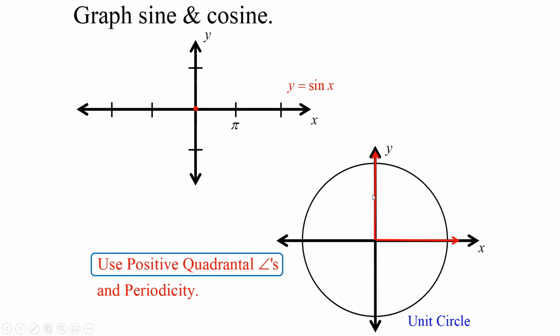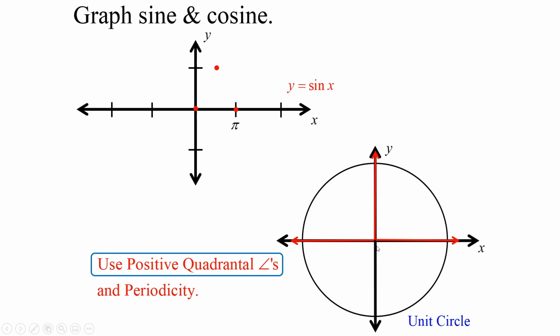Now let's go to pi over 2. And what's the height right here? Because remember, y equals sine of x. All right? That height is 1. So at pi over 2, let's put a point up here at 1. And then let's go to pi. There it is right there. Okay? And what's the height at this point right here? Well, that y is a 0. So we're coming back to 0.